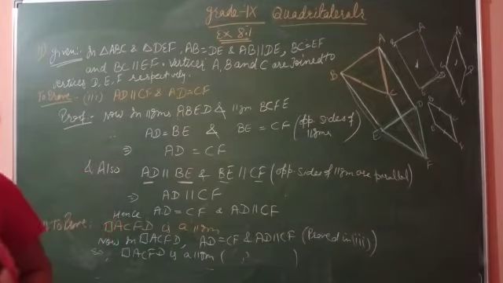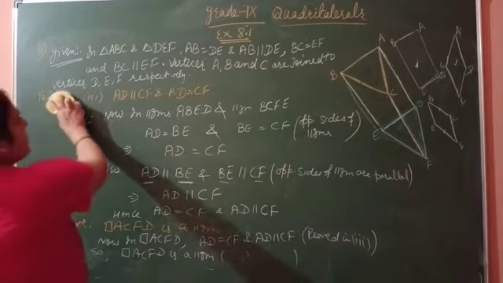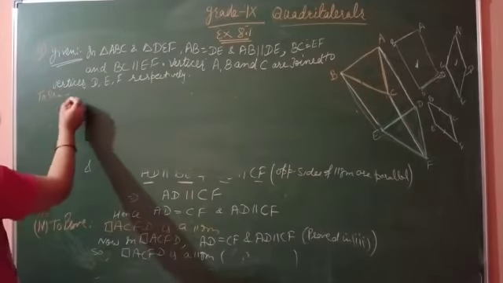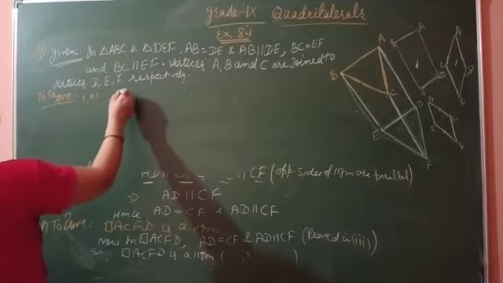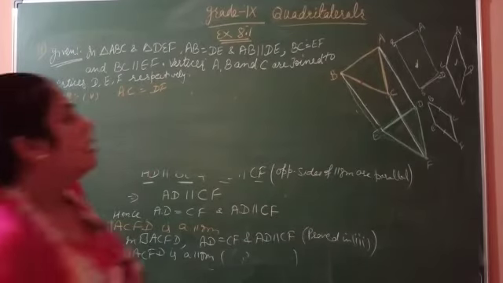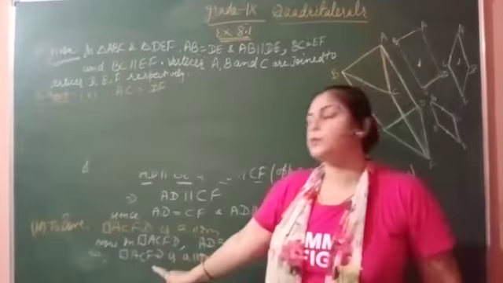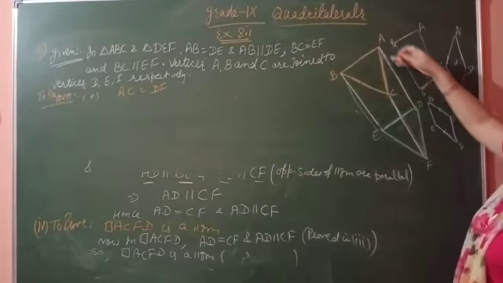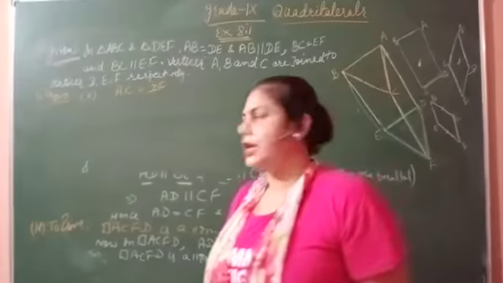Now come to your next, that is the fifth part. What do we have to prove? We have to prove that AC is equal to GF. We have proved in the fourth part that ACFG is a parallelogram, and AC and GF are opposite sides of this parallelogram, so they are also equal.